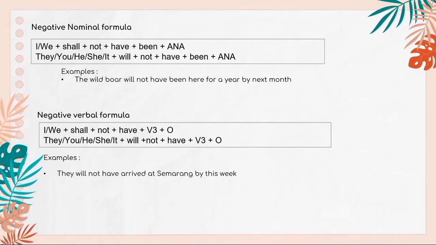Negative nominal formula: I or we plus shall not have been plus adjective, noun, or adverb. They, you, he, she, it plus will not have been plus adjective, noun, or adverb. Examples: the white door will not have been here for a year by next month. Negative verbal formula: I or we plus shall not have plus verb 3 and object. They, you, he, she, it plus will not have plus verb 3 and object. Example: they will not have arrived at Semarang by this week.